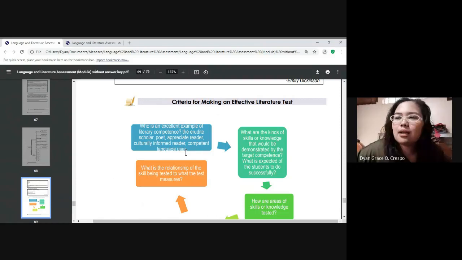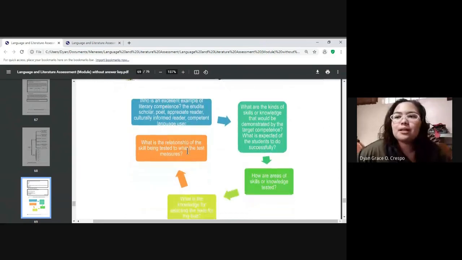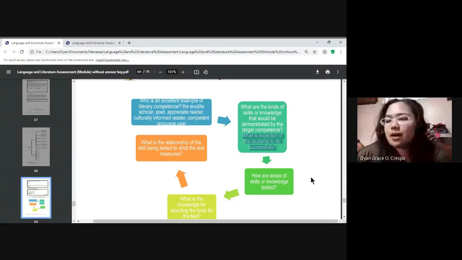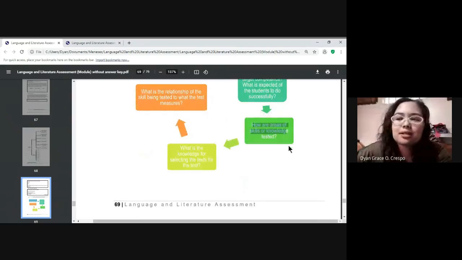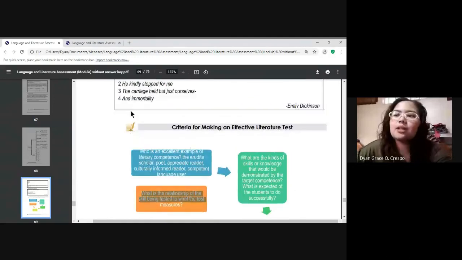Ito yung mga criteria. So sino yung example ng literary competence: literary scholar, poet, reader, culturally informed reader, competent language user. What are the kinds of skills or knowledge that will be demonstrated by the target competence? Ano yung expected sa students to do successfully? How are the areas of skills and knowledge tested? What is the basis for selecting the test, and what are the relationships of the skills being tested? So, yun yung mga different criteria for making an effective literature test.